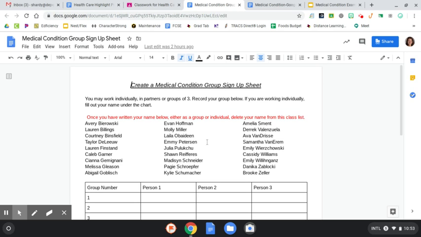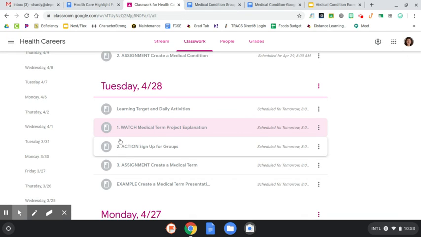Okay. So that's how we're going to work with the group sign up sheet. By the end of the day, Tuesday, so right away Wednesday morning, I will look at this and see who does not have a group. And I'm just going to assume if you did not sign up, you're going to work by yourself. Okay. So there's our class list. Let me know if you have any questions there. So again, you can find this under number 2, action, sign up for groups. So let's talk about what the assignment really is.